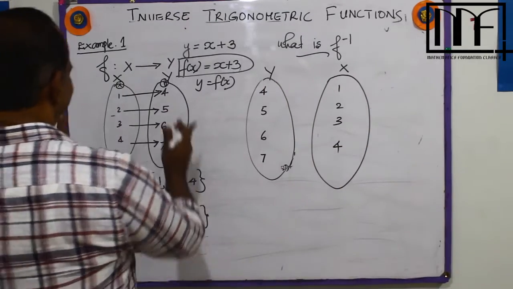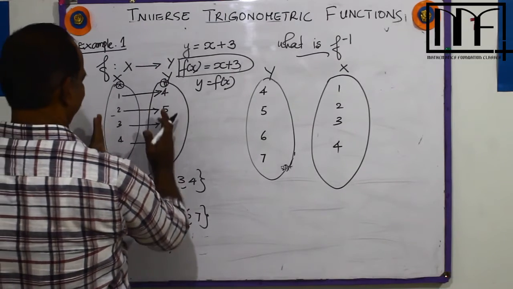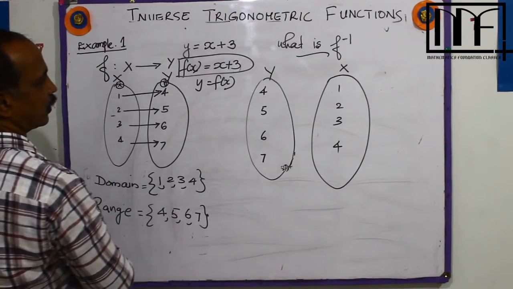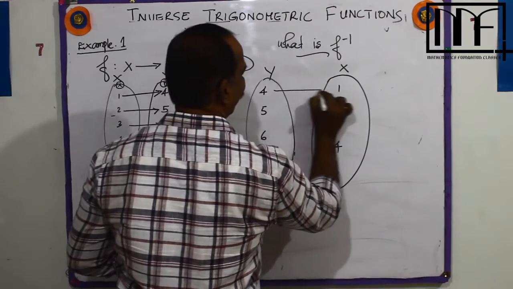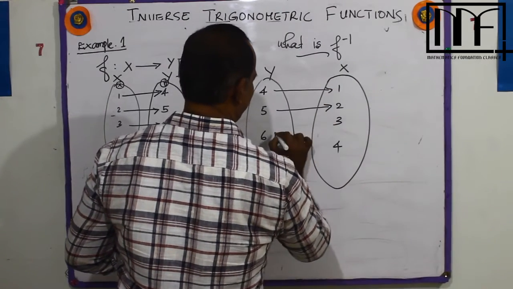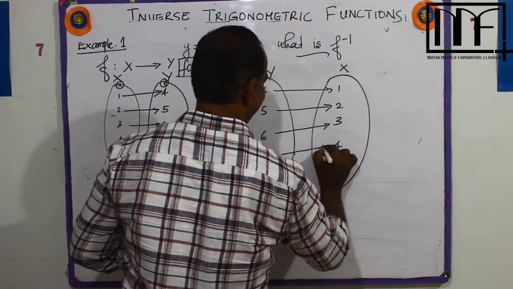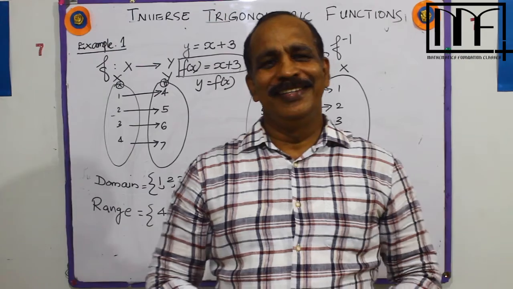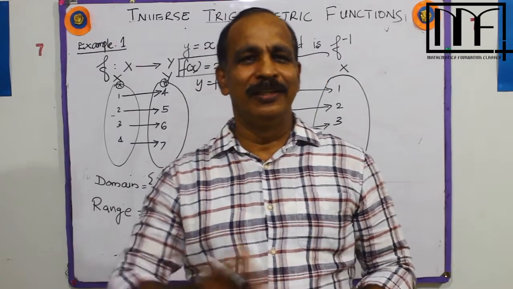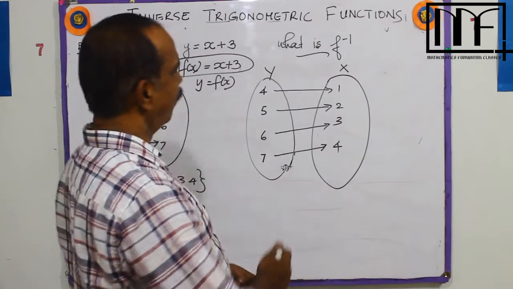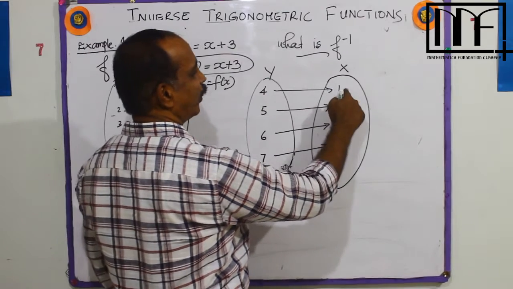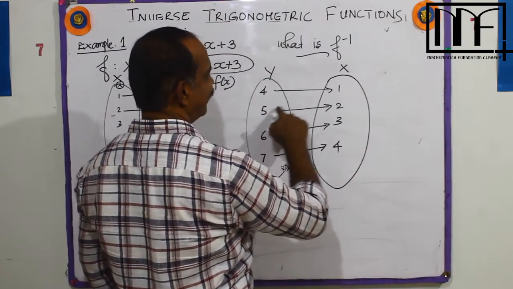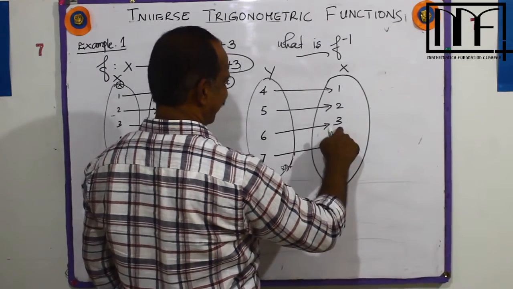Look here, the elements of the codomain and the elements of the range, we switch each other, we interchange each other. Therefore 4 goes to 1 now, 5 is connected to 2, 6 is connected to 3, and 7 is connected to 4. Now establish the relation. What is the equation, or what is the relation, in the inverse function?